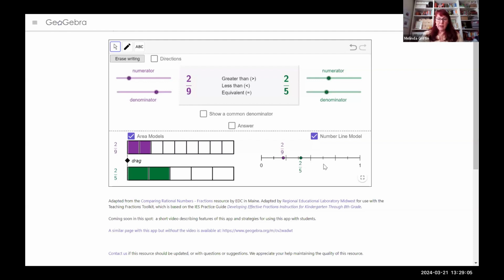This can be helpful in that if I have students who are thinking about benchmark fractions, I can pull up this number line. We can think about, here's our 1/2 spot. How do these two numbers relate to 1/2? Both of them are less than 1/2, but how much less than 1/2? There's directions on here as well, in case you need directions.